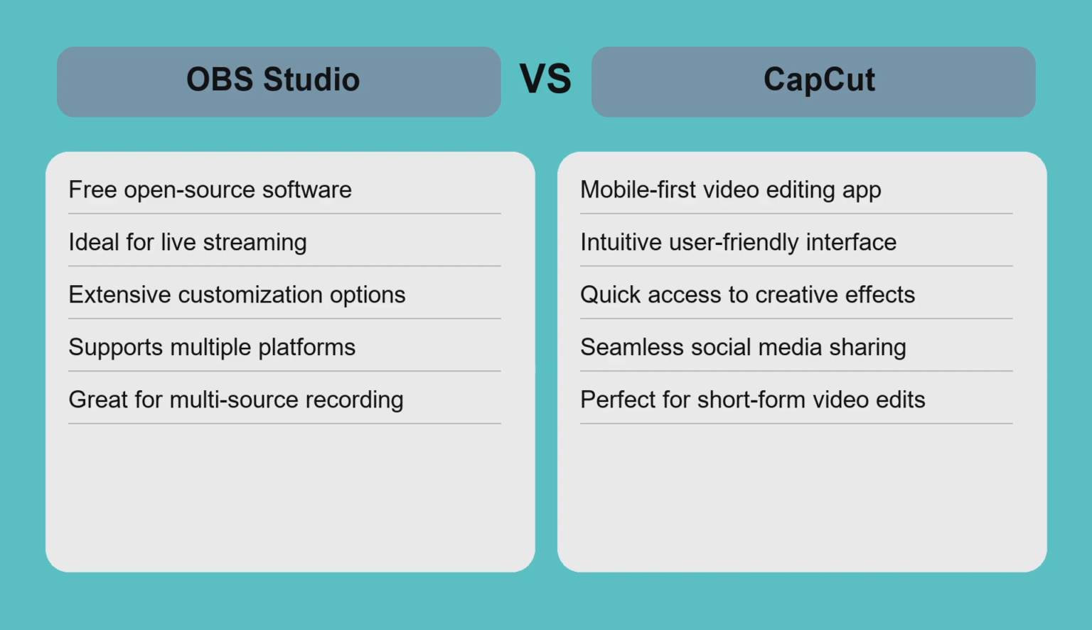CapCut, on the other hand, excels at quick, creative video editing on mobile devices, with easy-to-use tools and social media integration. It's perfect for influencers and casual users making short videos. OBS lacks built-in editing features, while CapCut does not support live streaming. If you need powerful live broadcast capabilities, OBS is the go-to. For fast, polished mobile edits with trendy effects, CapCut leads.